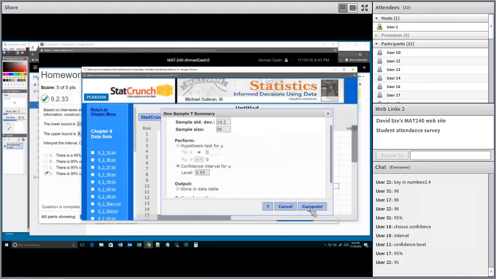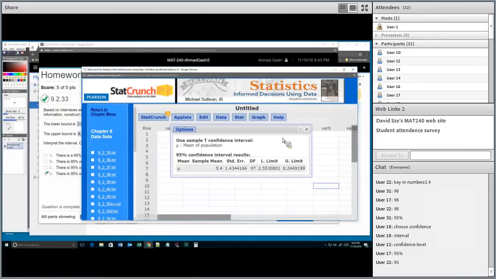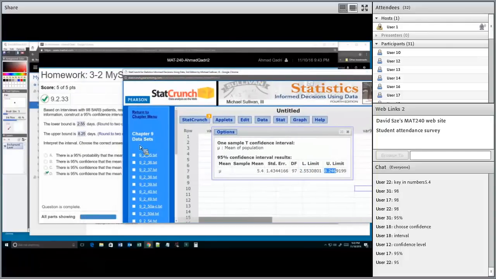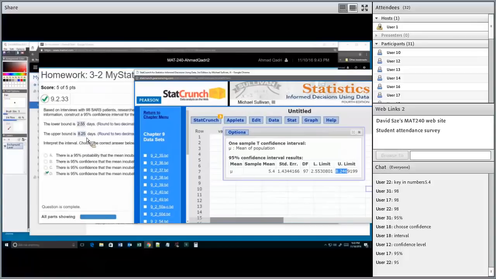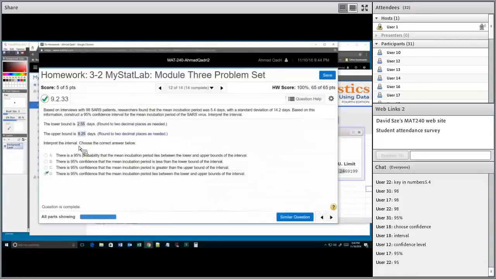That is it. I'm just going to hit compute, and we get the lower limit and the upper limit. 2.55 and 8.25. Excellent. Okay, so you have to round it to 2 decimal places. And then we have to do the interpretation, and the interpretation is that there is 95% confidence that the mean incubation period lies between the lower and the upper bound of the interval.